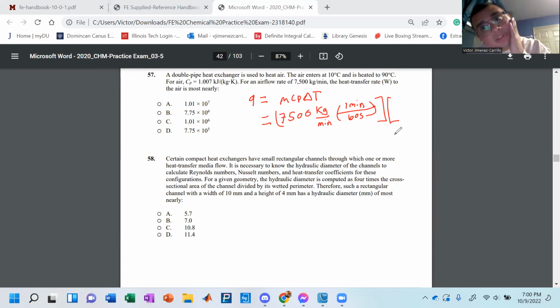Now Cp is given to you in kilojoule per kilogram per Kelvin. Now that's good, but remember, we live in SI. You don't want to have kilojoules on top, turn that into joules. So you'll have 1.007 kilojoule per kilogram per Kelvin. Turn that into SI units, so it'll be 1,000 joules per 1 kilojoule.